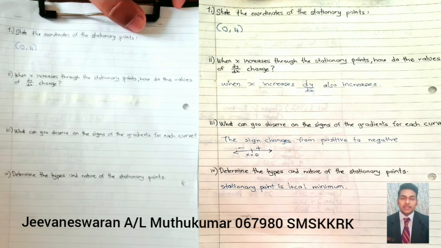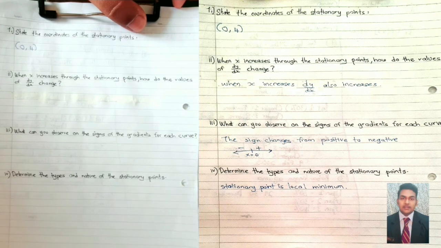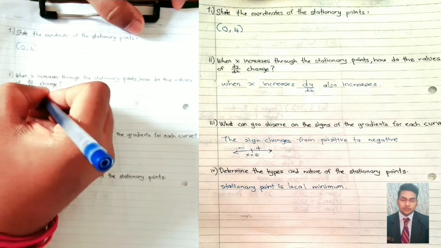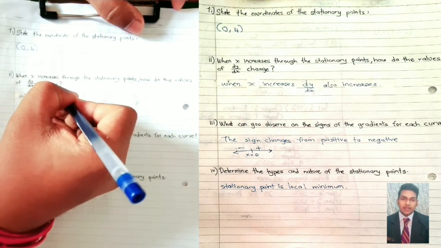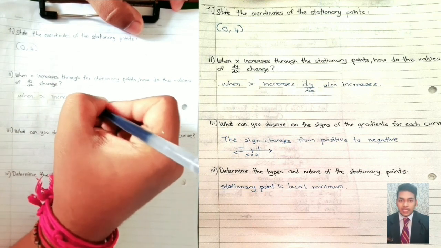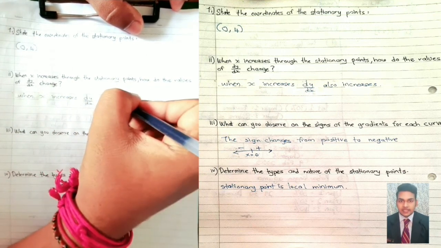Hello, I'm going to explain question 7, Roman 1, 2, 3 and 4. Take the coordinates of the stationary points. I got 0 and 4. When x increases through the stationary points, how do the values of dy over dx change? When x increases, dy over dx also increases.